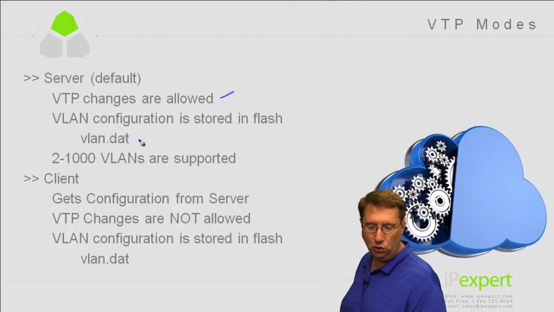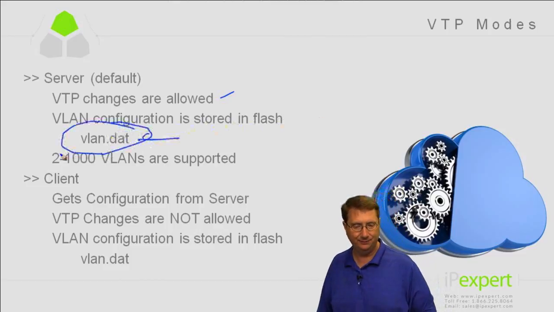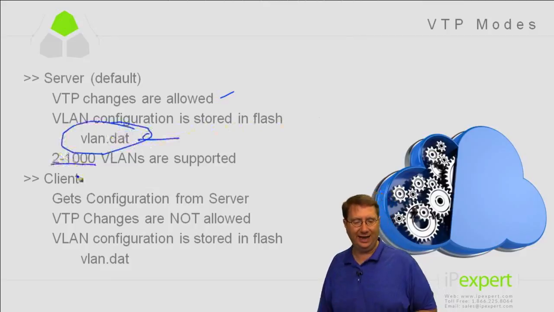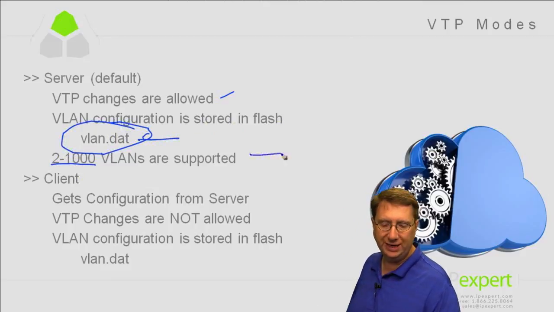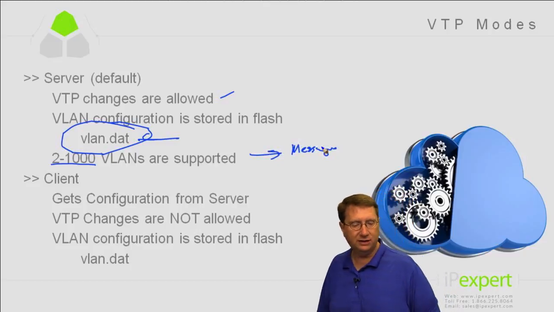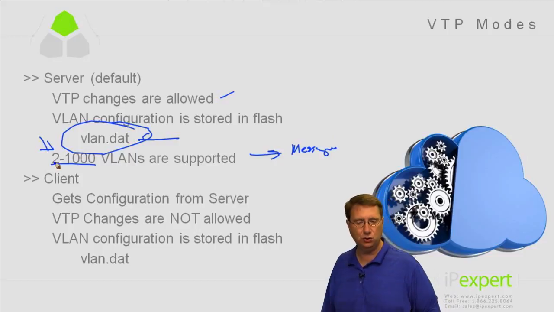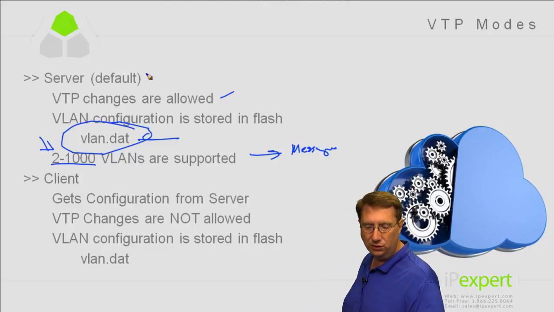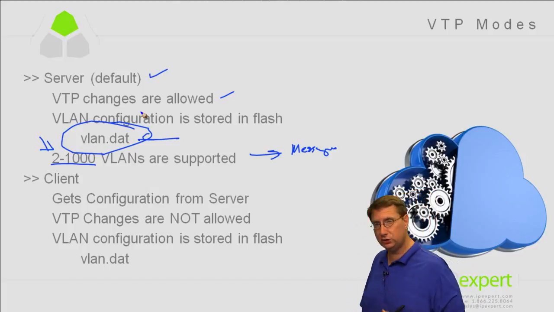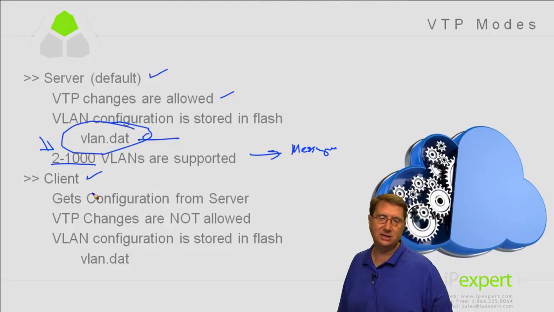VLAN configuration is stored on flash in a file called vlan.dat. We have the capability of supporting the range of VLANs via VTP, which means we're sending messages out that are communicating the identity of VLANs in the range of 2 to 1000. That's on a server. And the other thing is every device in our infrastructure is going to be a server by default.